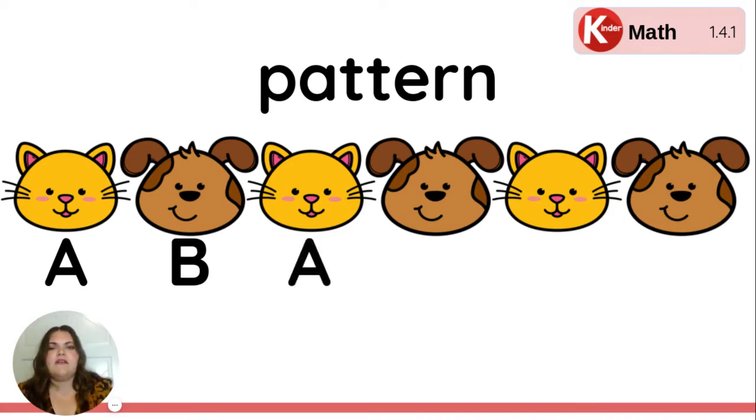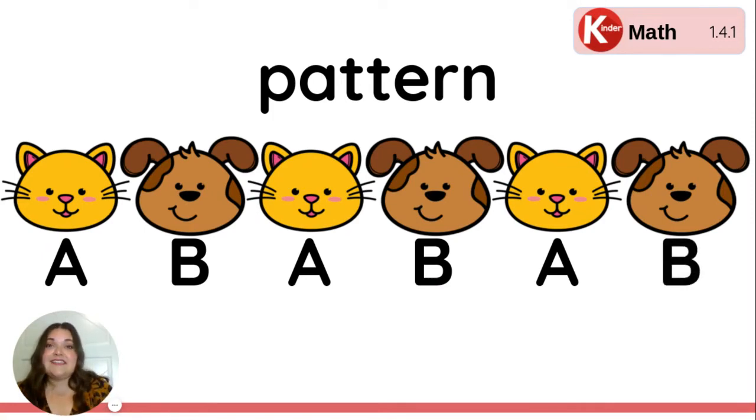Hey. Well, we're to a dog picture again. So what letter do you think this dog needs? If you said B, you got it right. Do you see how it's repeating? Next, I see a cat picture. Do you know what letter the cat is getting? Letter A. Great job. And the last dog in our pattern is going to be getting the letter B. Very good. This is called an A, B pattern. There were two pictures that we repeated that took turns. This is a pattern, and we use the letters in the alphabet to label it.